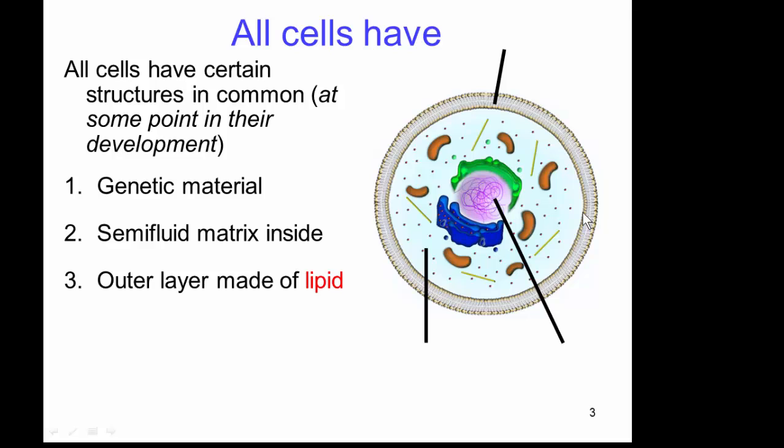All cells have certain structures in common at some point in their development. This is true for all cells on our planet, whether it's a bacterial cell or a plant cell or a human cell. They all have genetic material in the form of DNA. All cells have a semifluid matrix inside of them. It's mostly water, but other stuff in the water too. And then there's an outer layer made of lipid that acts as a barrier between the cell and the environment.